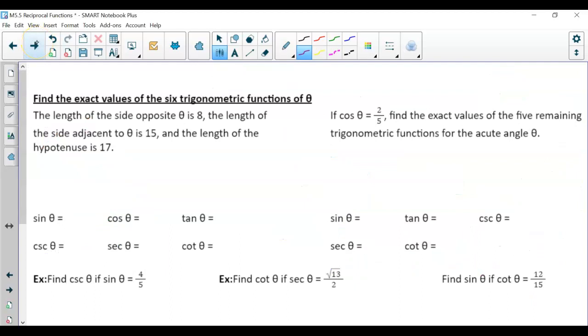So now here, if you need to, redraw. So here I've got my lengths here of hypotenuse is 17. The opposite from your theta is 8, and the adjacent is 15. So if you need to, use this to identify. So here I've got sine. Well, sine is opposite, right? So SOHCAHTOA.